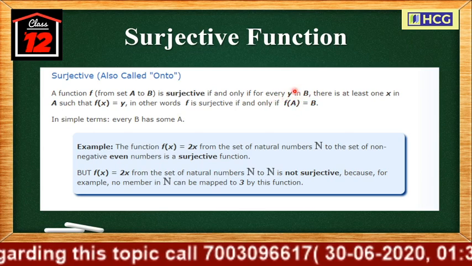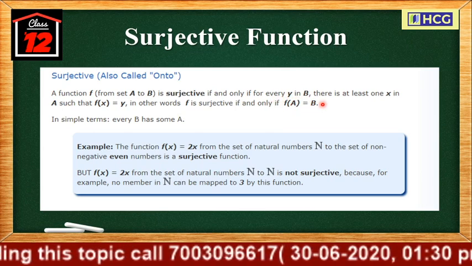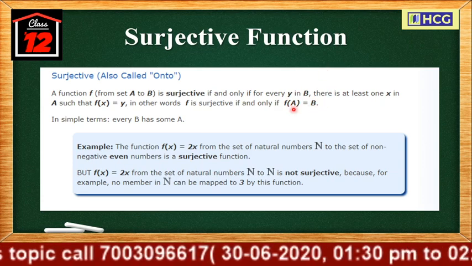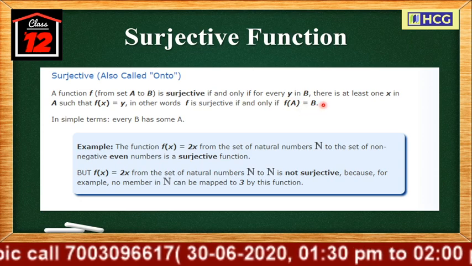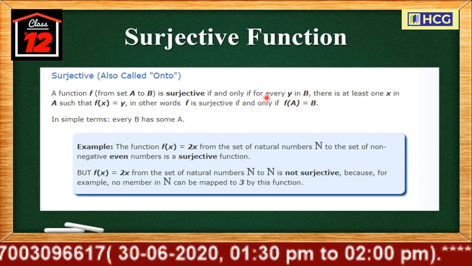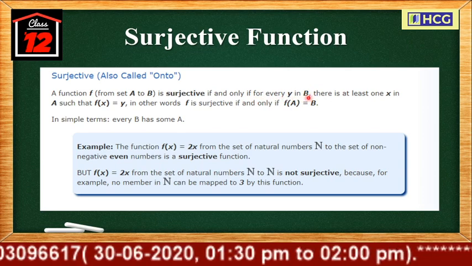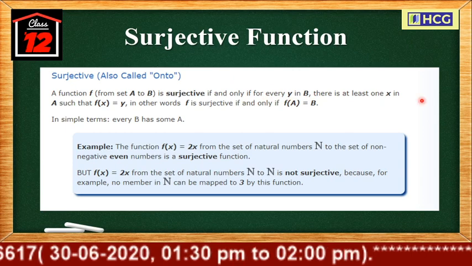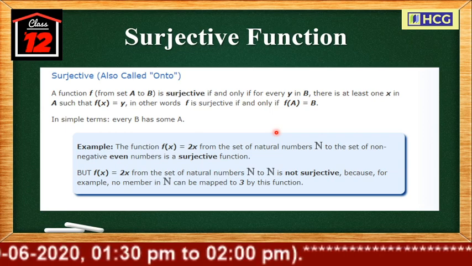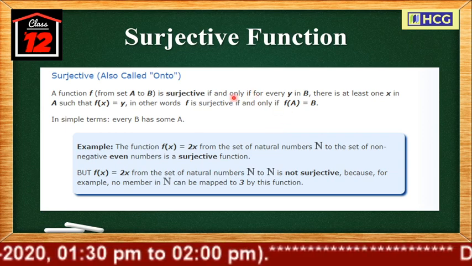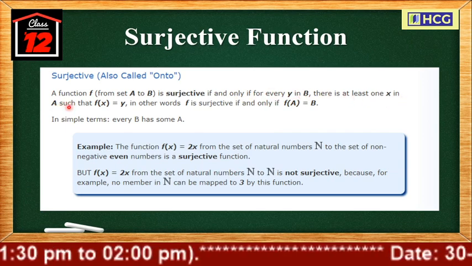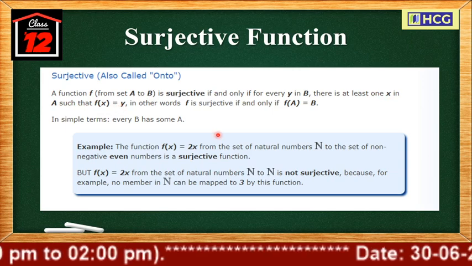Range set equals codomain set. f(A) is the range of the function f and B is the codomain set. If range set equals codomain set, then the function is surjective. Every element in the codomain set has at least one pre-image in the domain set, then we can say that the function is surjective or onto function. For every y in B, there is at least one x in A such that f(x) is equal to y.